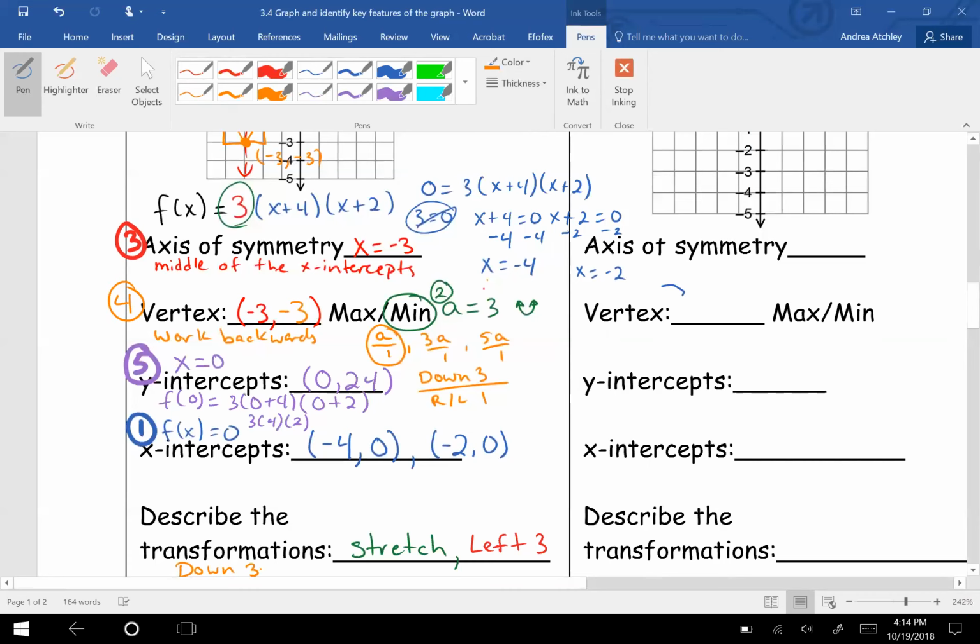Okay, so that's how we can graph a quadratic in factored form. I hope this helps.